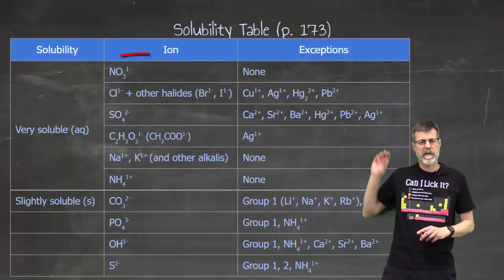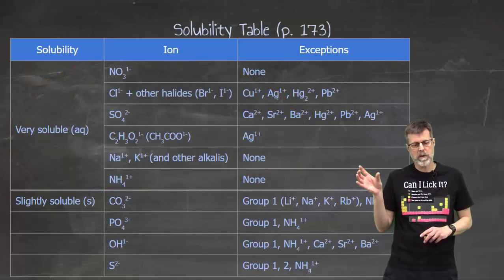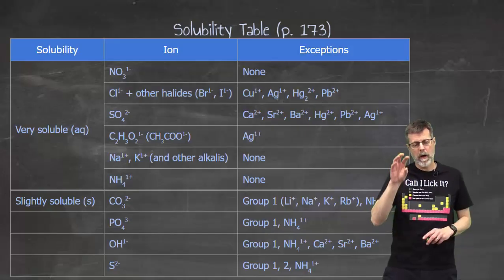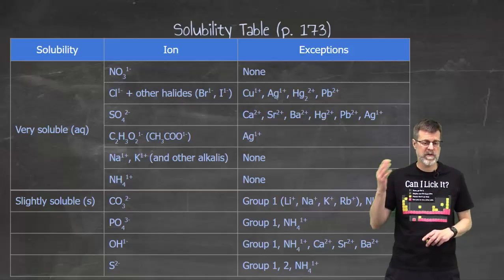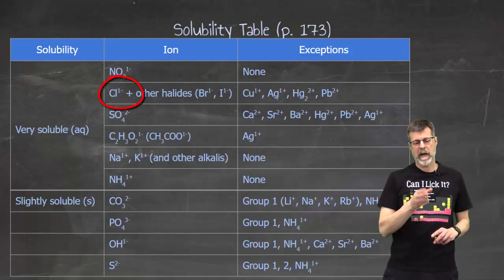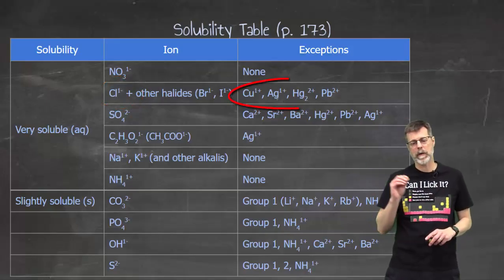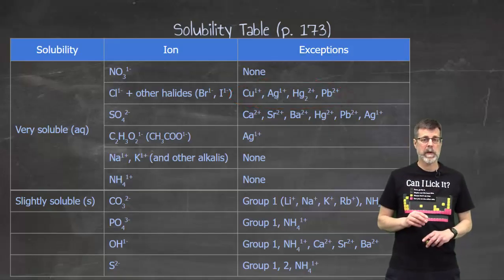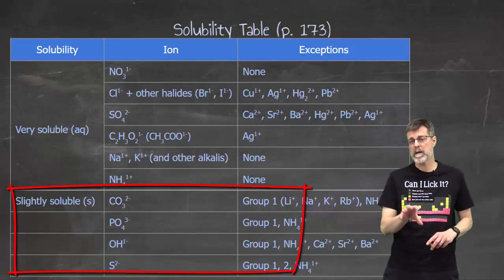There is a top section where it says these compounds are very soluble. So if I look at the middle column where it says ion, those are all the negative bonding partners. And typically, anything with a NO3 is going to be soluble. Anything with a Cl or the other halogens, bromine, iodine, those are going to be soluble. Then there's the exceptions. So for example, if I look at chloride, all compounds of chloride are soluble except copper 1+, silver 1+, mercury 2+, although it's a bit weird, and then lead 2+. Everything else is soluble. Those are the exceptions. If I go to the bottom where it says slightly soluble, those are the ones that have very low solubility.